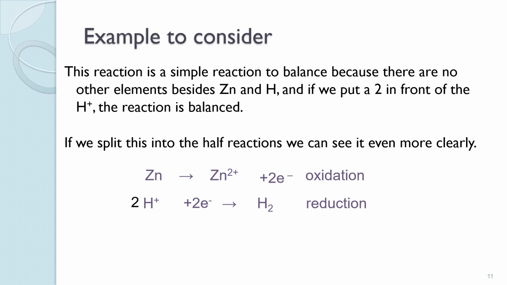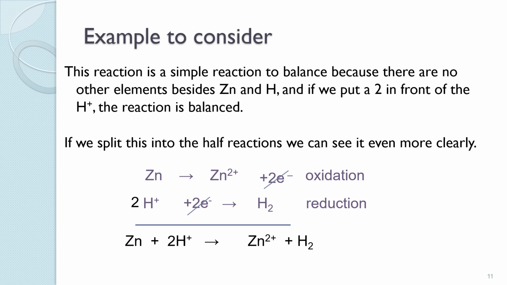Now we have 2 electrons as products and 2 electrons as reactants, so they cancel each other out. We can add these reactions back together, and that makes our balanced reaction. Like it says up at the top, if we had just looked at the beginning and put a 2 in front of the hydrogen, we could see that it was balanced, because we had to have the number of hydrogens balanced.